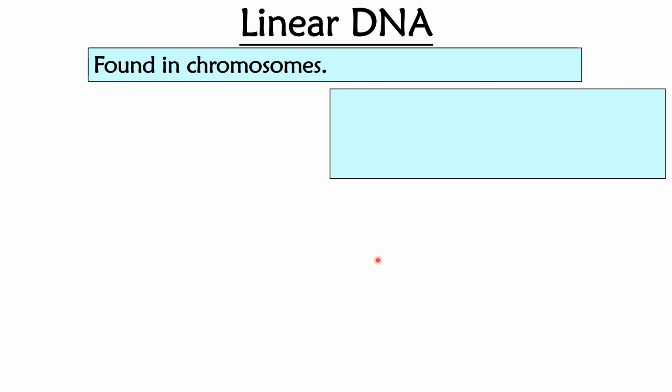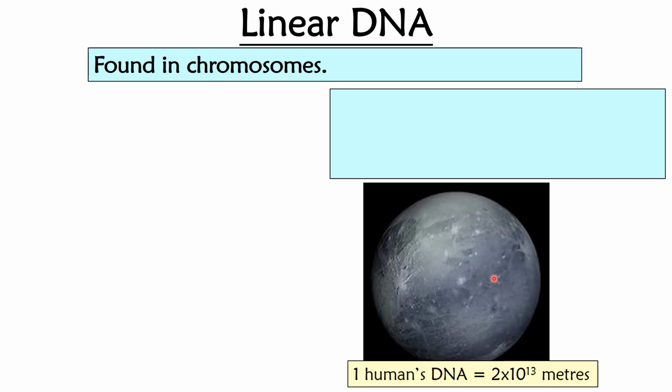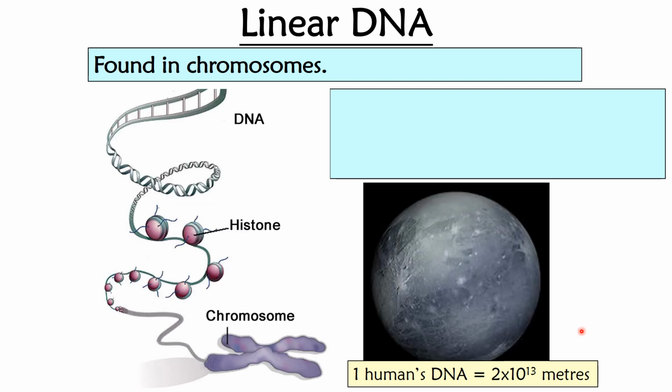Yep, chromosomes. And we've got an image here of a planetary body, and the reason is one of the facts about our DNA that you quite often see in the media: one human's DNA stretches well out into our solar system and back 2 times 10 to the power of 13. So if it wasn't all coiled up, well, in order to fit within our cells, it's got to be coiled up, and how that happens is also mentioned within the course.